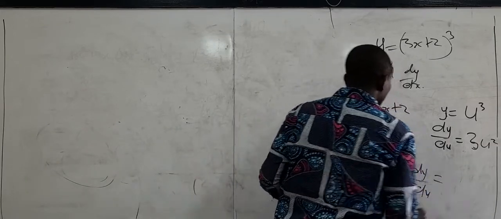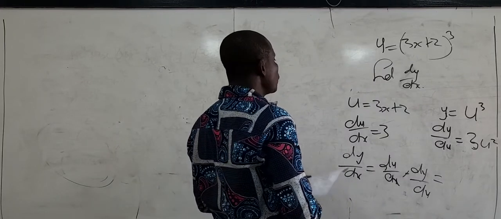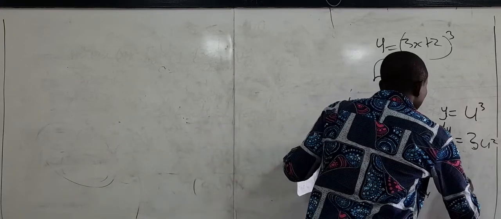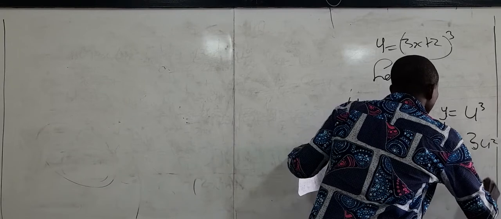So here, what are we having? What is the du/dx? du/dx is what? Is 3. And dy/du is what? 3u squared.